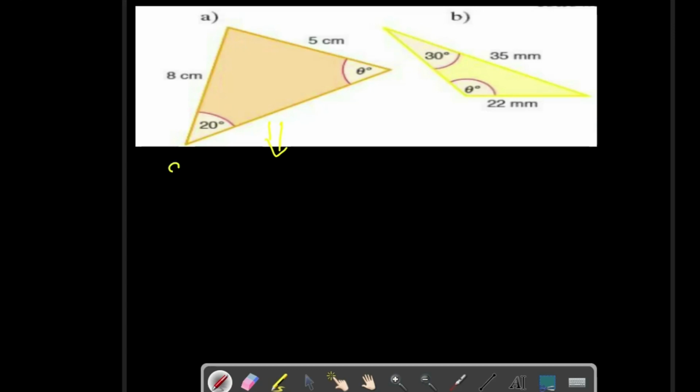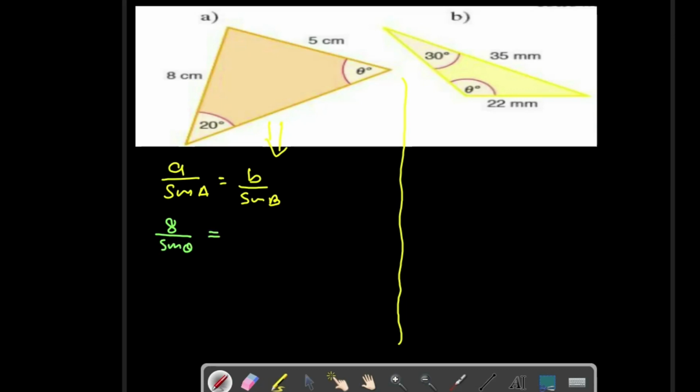We know the sine rule is a upon sine A is equal to b upon sine B. So first, a is 8 centimeter, so I'm going to write 8 upon sine theta, since the angle is theta. And b is 5 centimeter, so 5 upon sine 20.